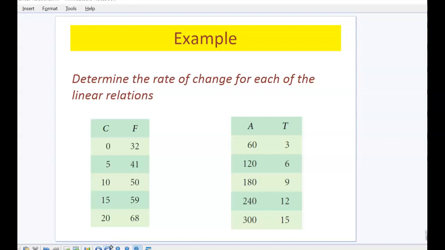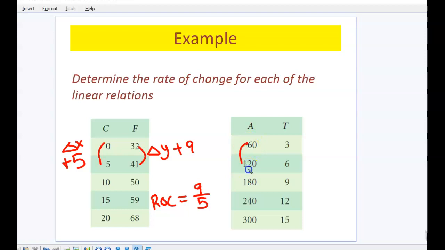So we want to determine the rate of change for each of these linear relations. And we determined earlier that both of these were linear relations. So my change in my x is +5. The change in the y was +9. So my rate of change for my first one would be 9/5. In my next example, my change in the x direction is 60, and the change in the y is +30. So my rate of change would be 30/60, which could be reduced to 1/2.